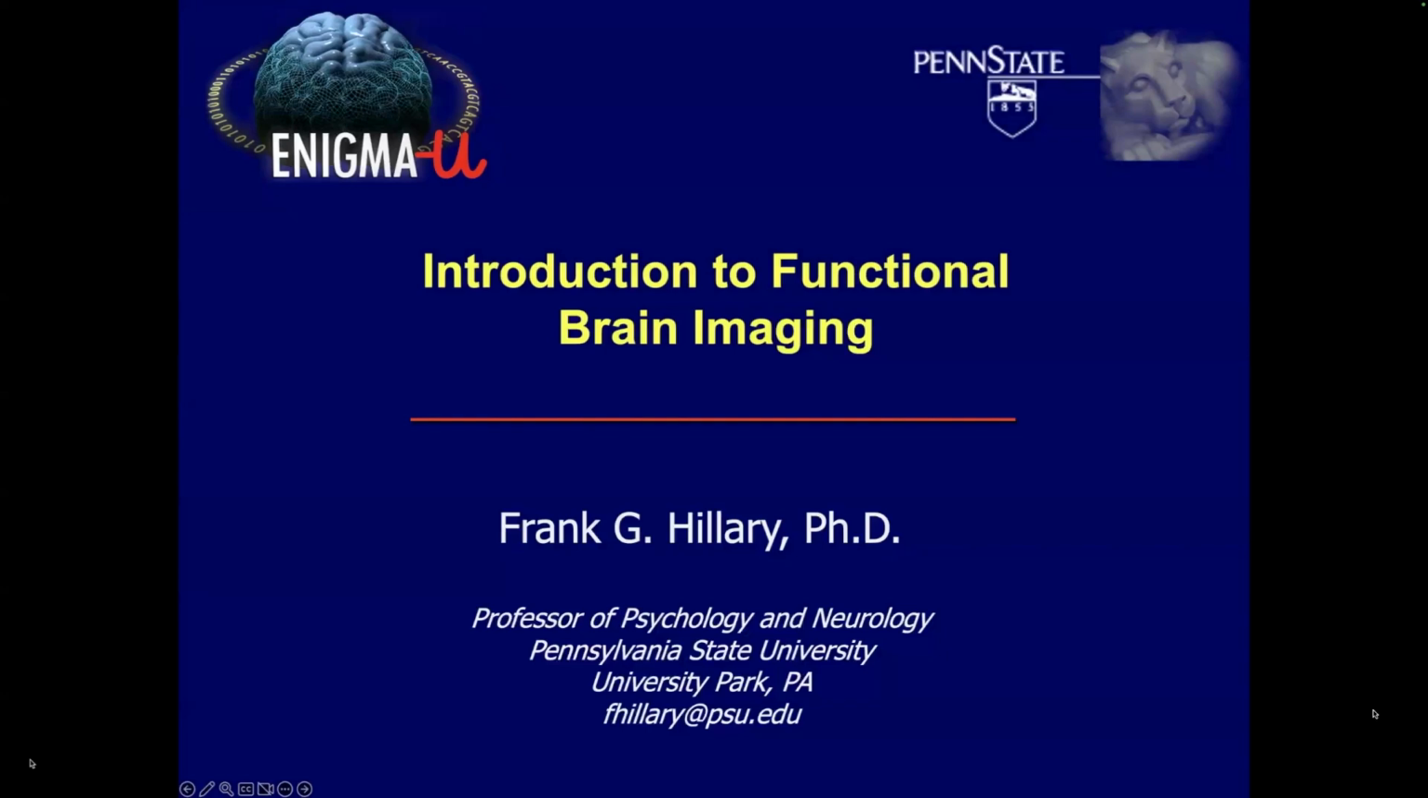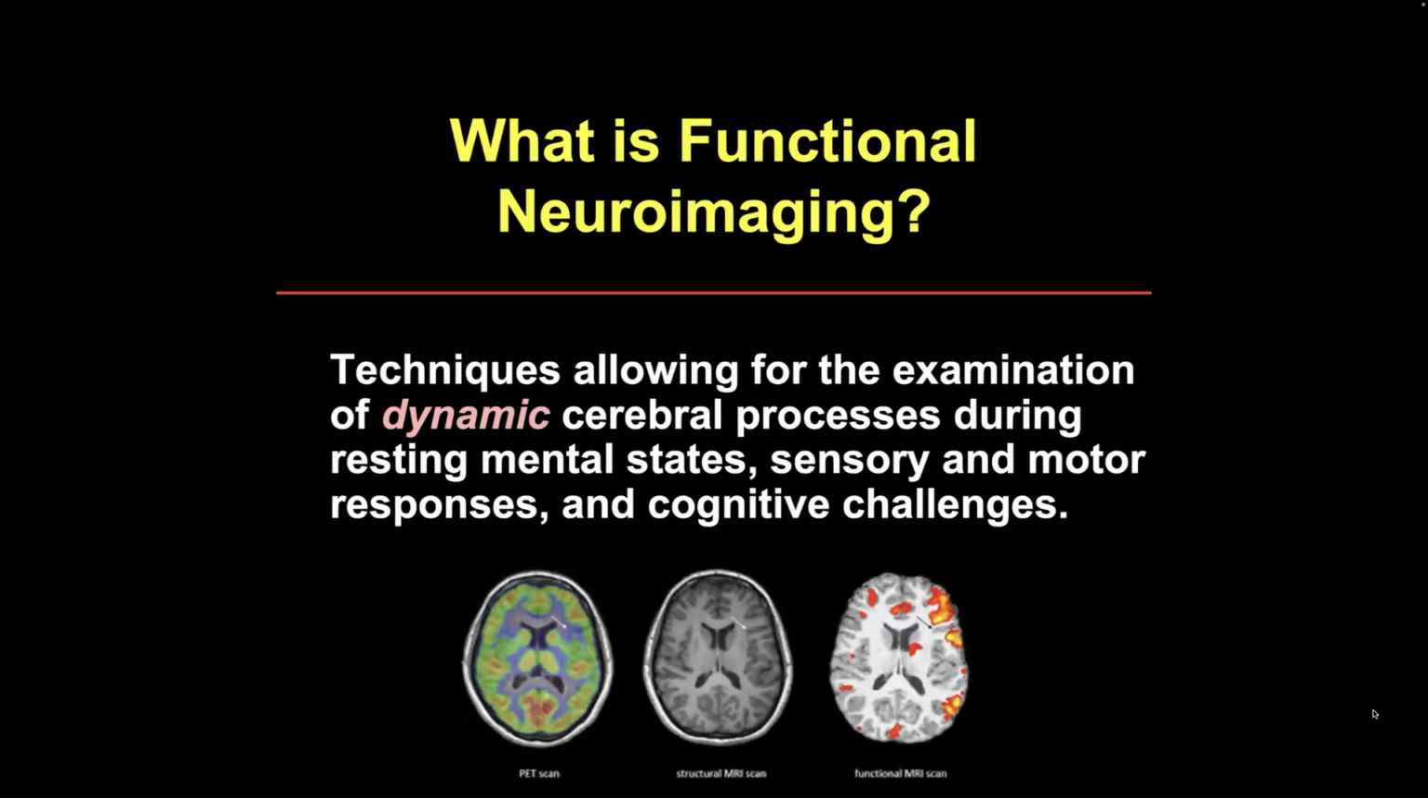So the goal of this course is to give an introduction to functional brain imaging approaches. And so what is functional neuroimaging or functional brain imaging? It's any technique that allows you to examine dynamic or changing cerebral processes during resting states or sensory or motor responses or cognitive challenges. So memory tasks or motor tasks where you're tapping your fingers or visual stimulation. And so it allows us to look at how the brain is changing, not just a static picture, but how is it changing over time?